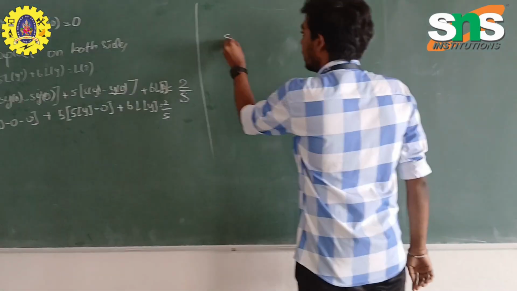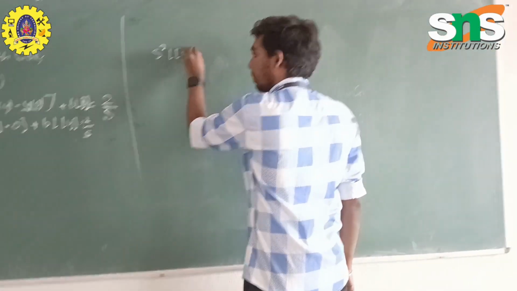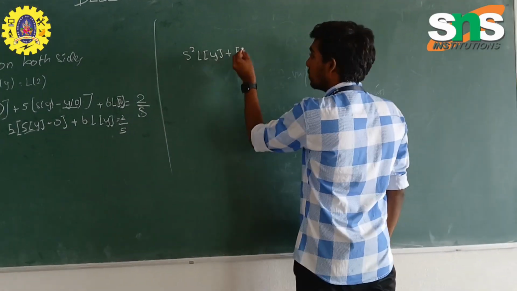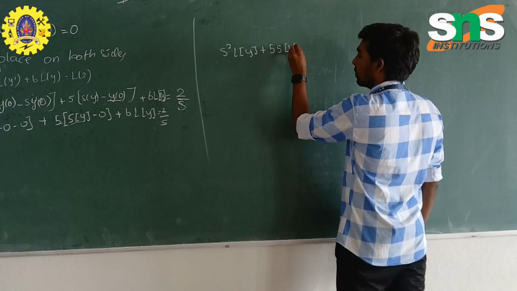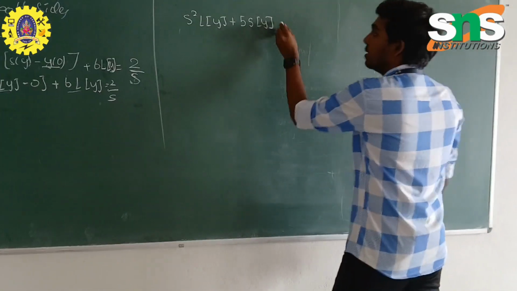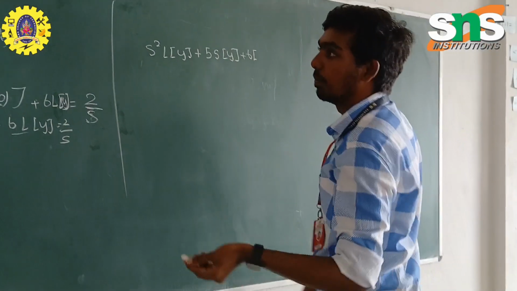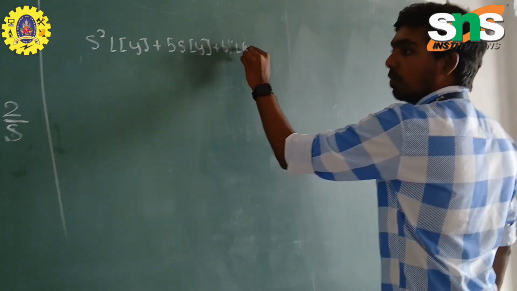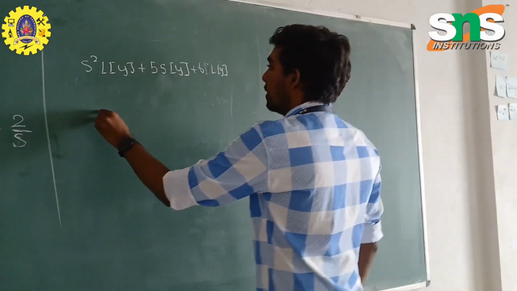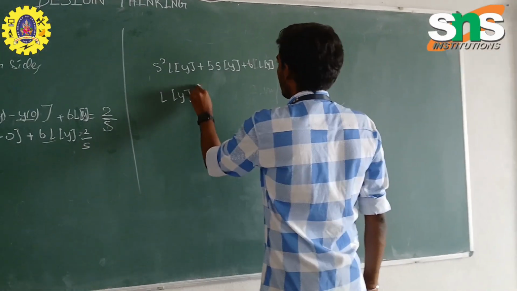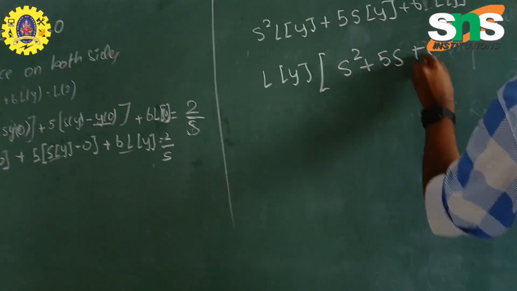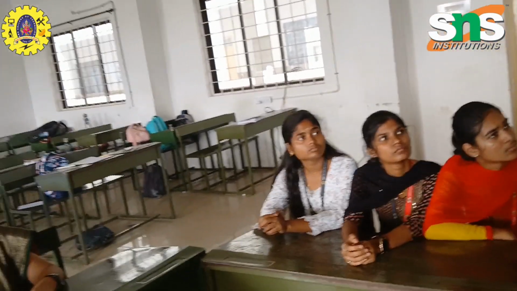By simplifying that, we get s square L of y. And multiplying the s L of y with 5, we get 5 times s L of y. And here 6 times L of y. Taking L of y as common, we get s square plus 5s plus 6, and we have 2 by s as a constant on the right side.